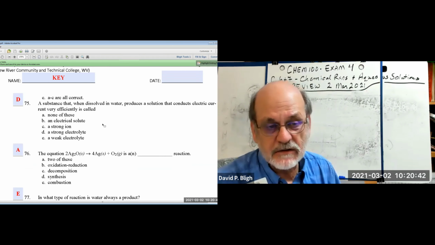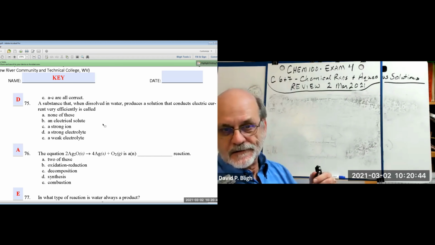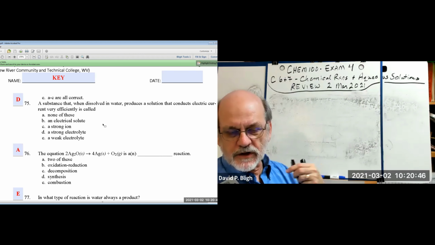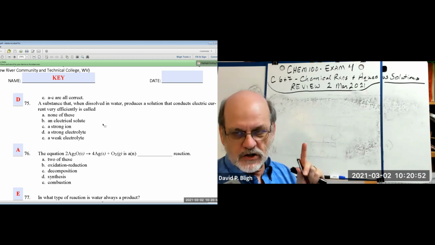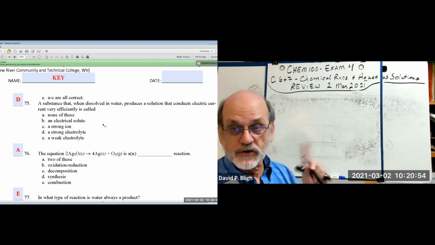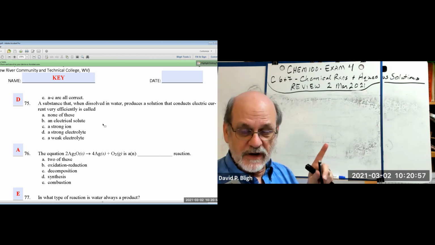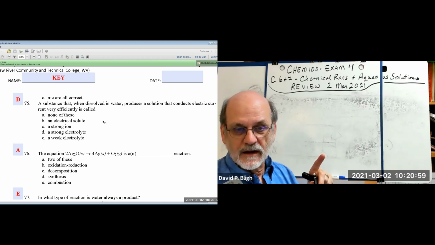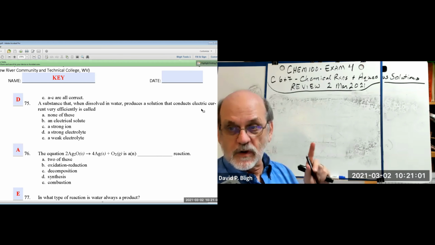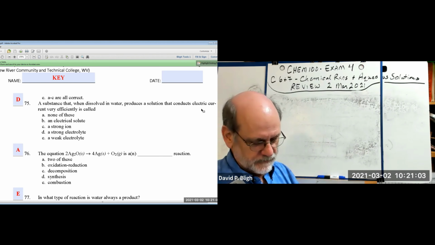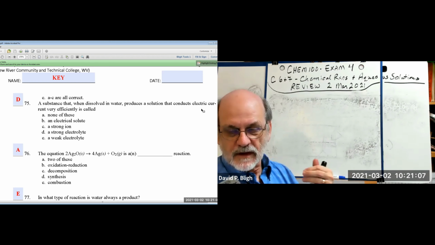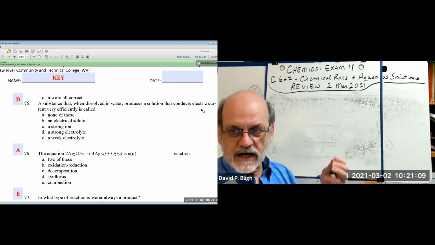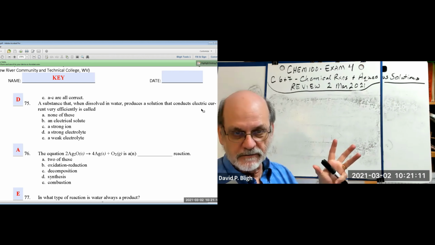This is the definition, 75. What do we call a substance when you dissolve it in water? It produces a solution that will conduct electric current very efficiently. And so there are two things. It'll conduct electricity, but it does so very efficiently. Well, if it conducts electricity, we call it an electrolyte. Now, what does it have to do to be an electrolyte? When the compound goes into solution, it has to break apart into free ions.